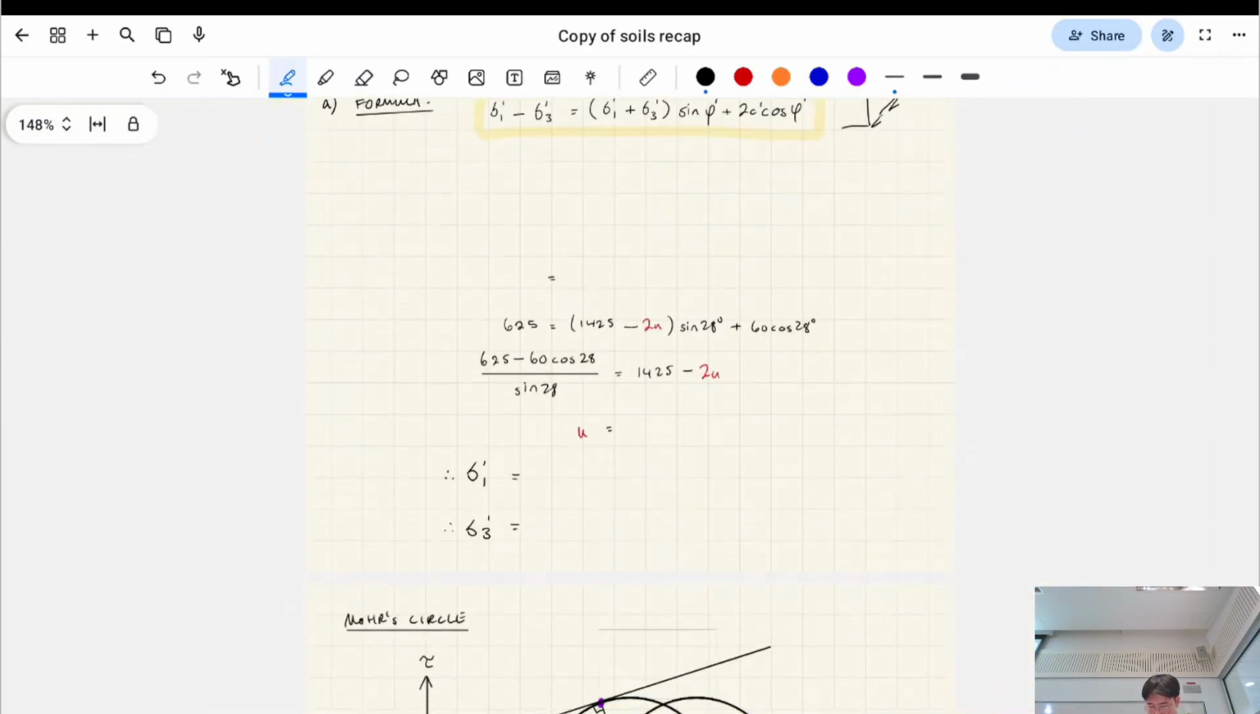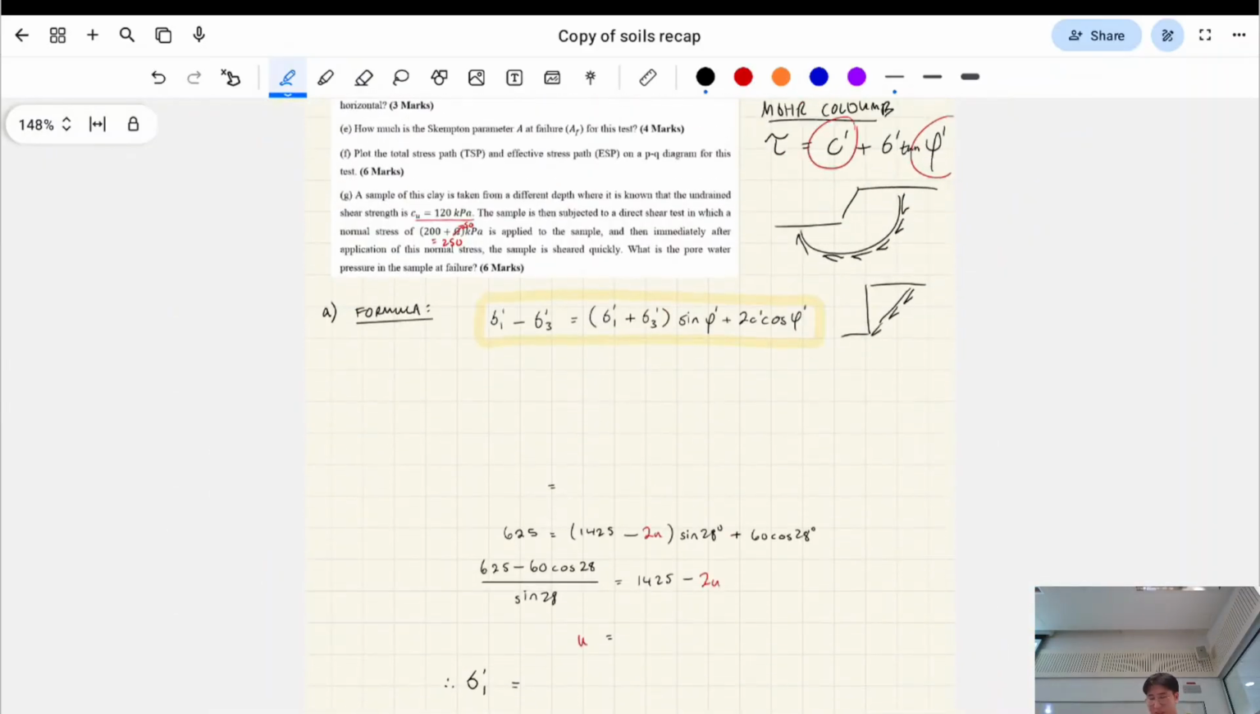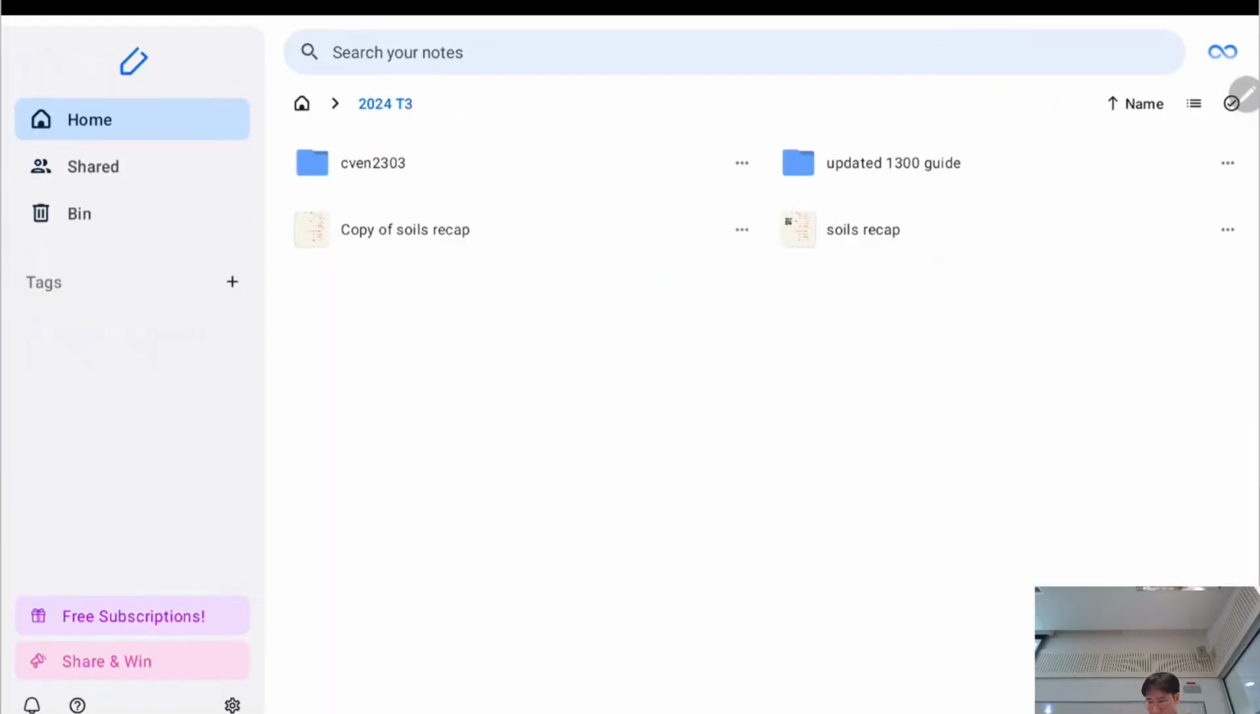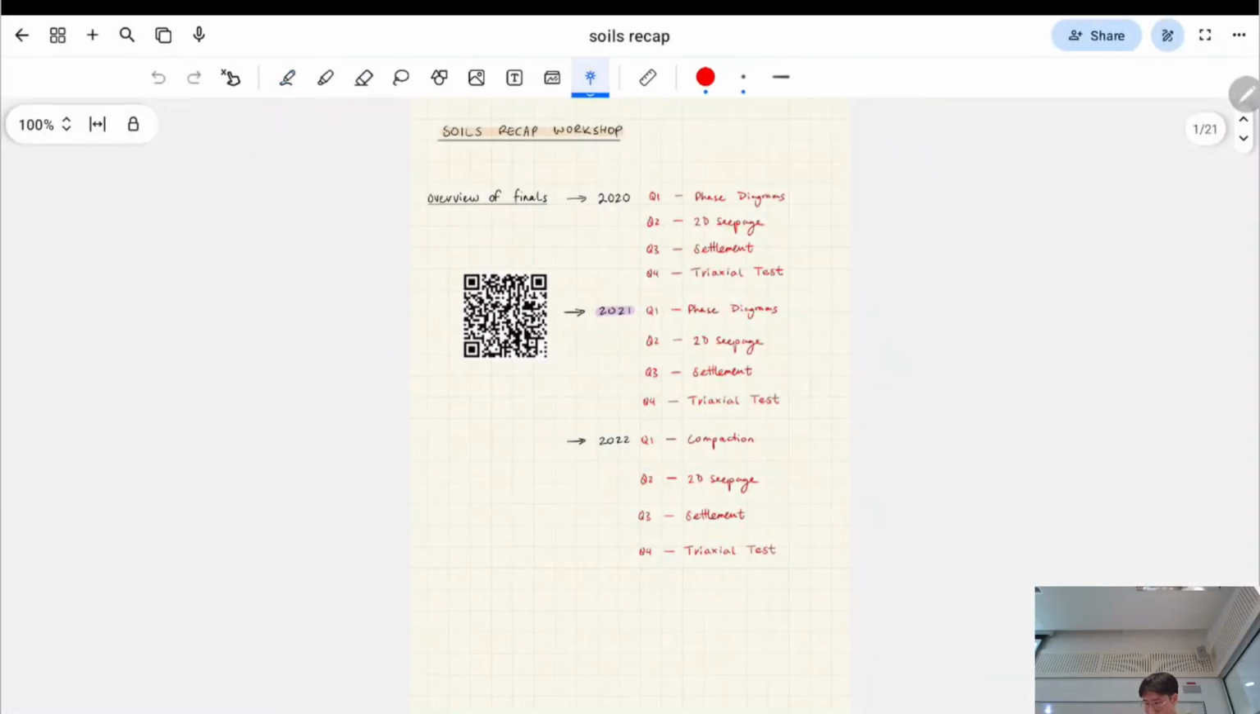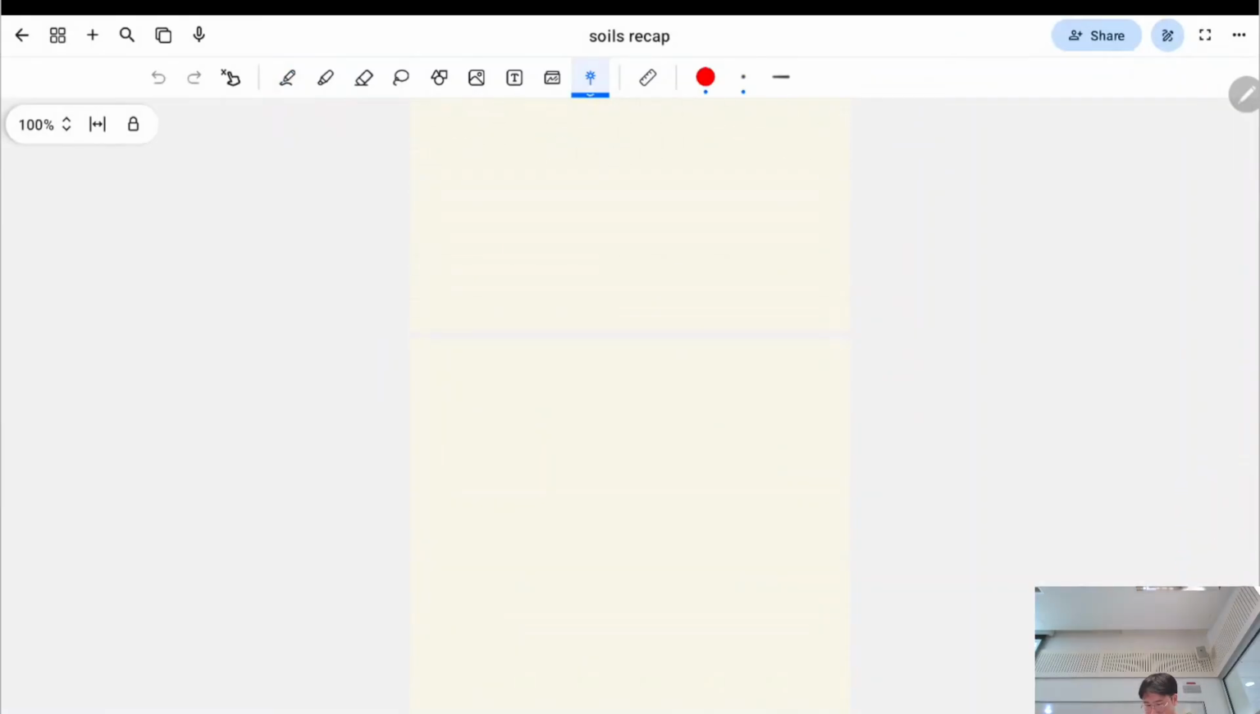You know what? I don't think I have time to physically write out every step, so what I'm going to do is go back to my notes and just point at them, the already written out version.